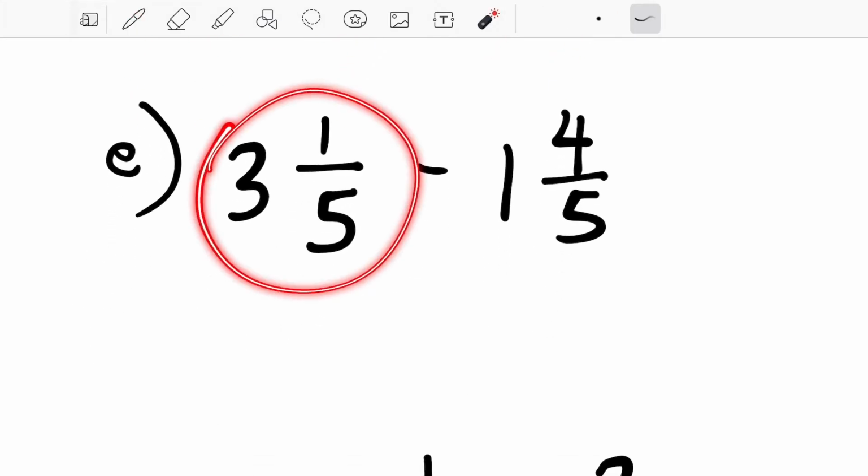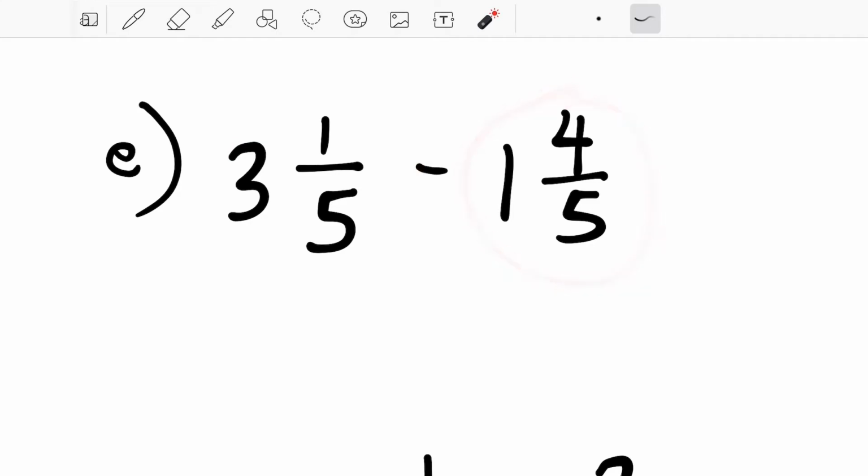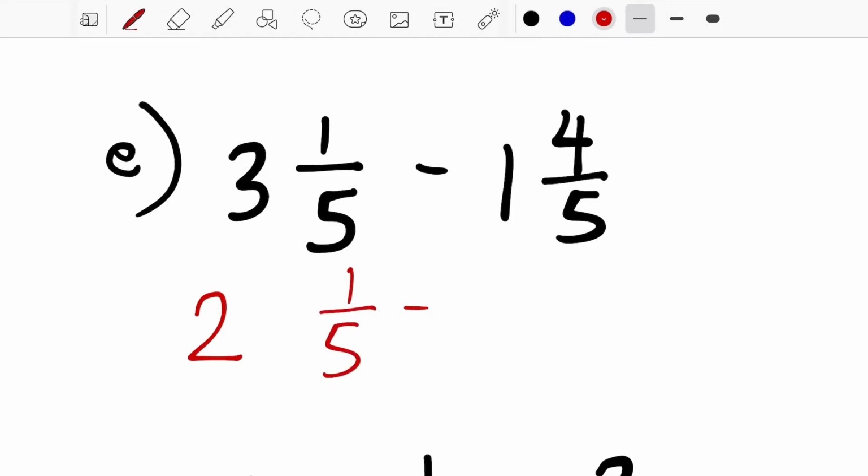Three and 1/5 take away 1 and 4/5. So 3 take away 1 is of course 2, and we have 1/5 take away 4/5. Can 1 take away 4? No. So we must borrow from the whole.